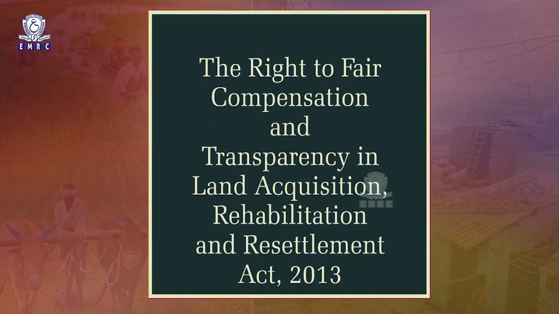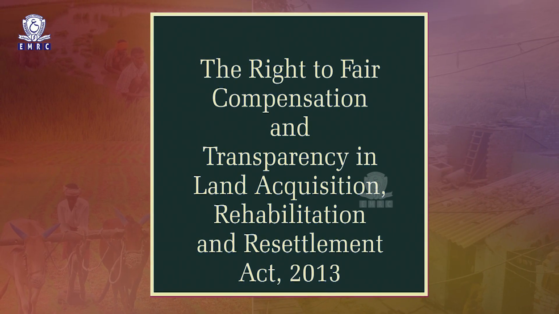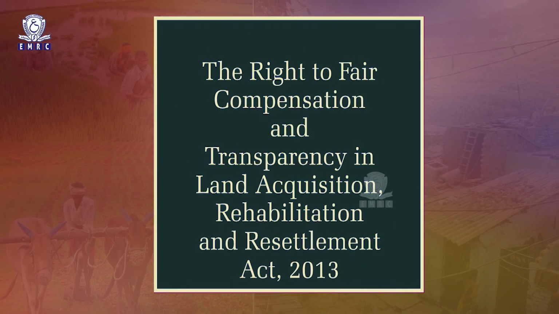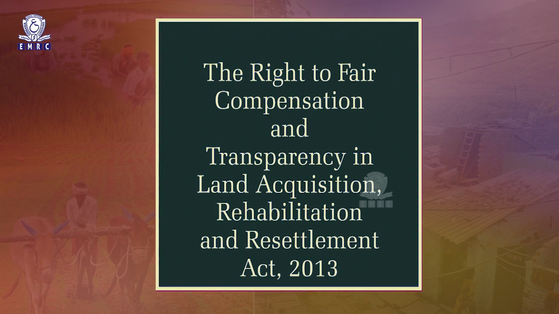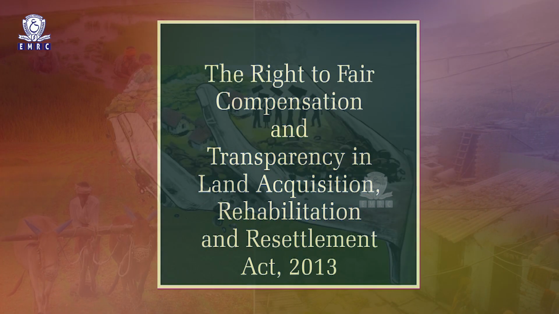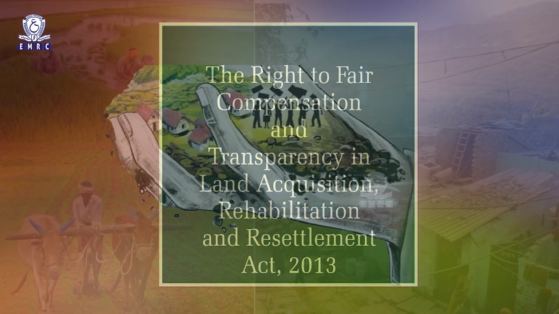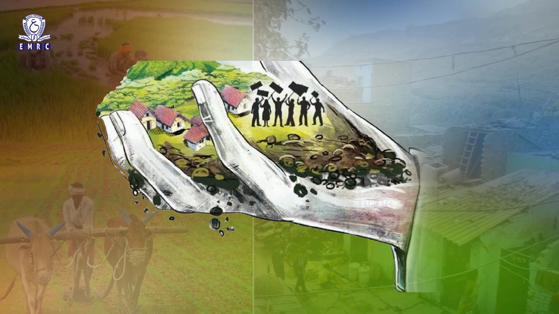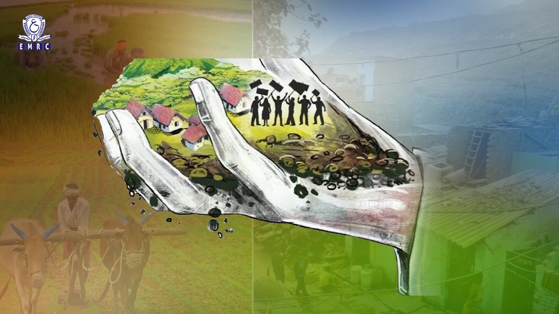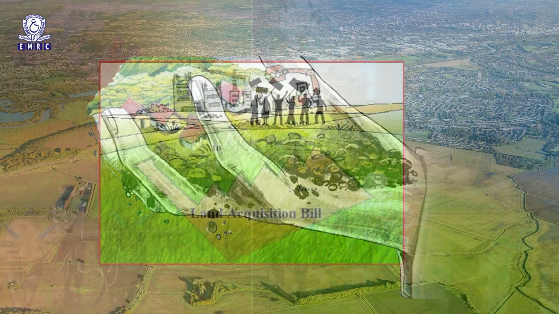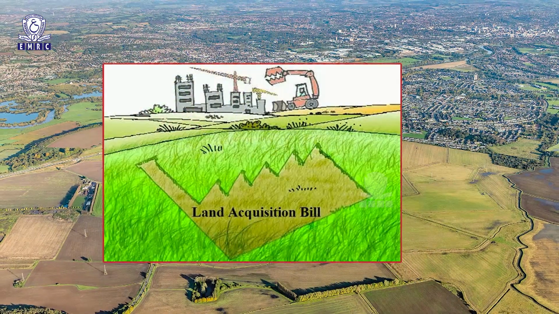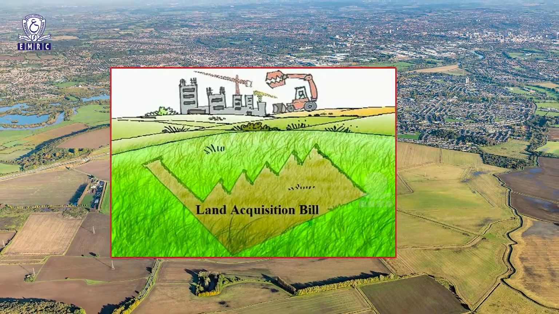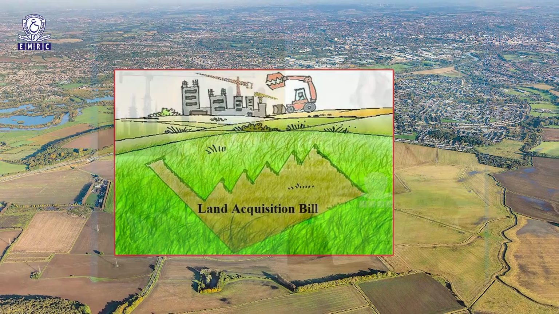The Right to Fair Compensation and Transparency in Land Acquisition, Rehabilitation and Resettlement Act 2013 considers farmers and livelihood losers who are dependent on the land being acquired. Simultaneously, it promotes and facilitates land acquisition for industrialization, infrastructure and urbanization projects in a timely and transparent manner.